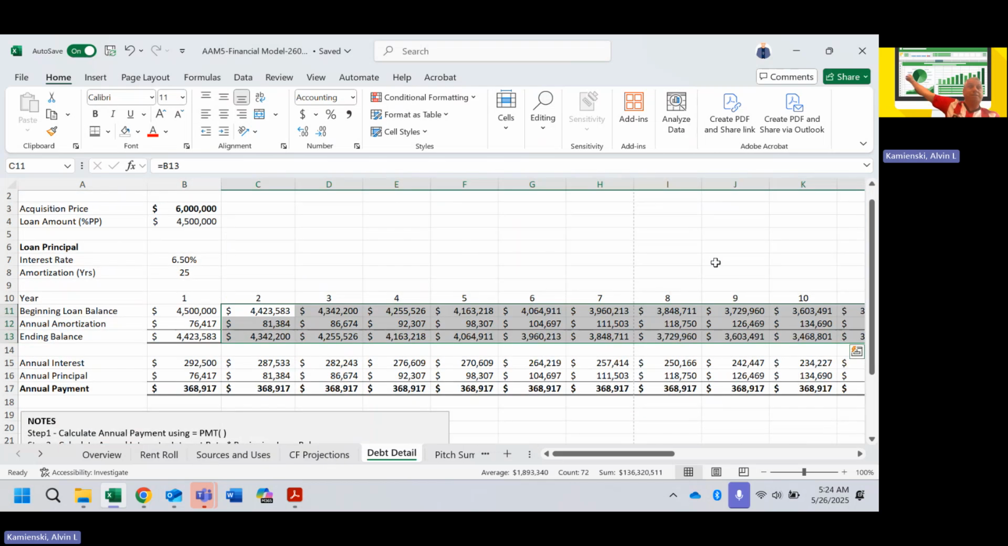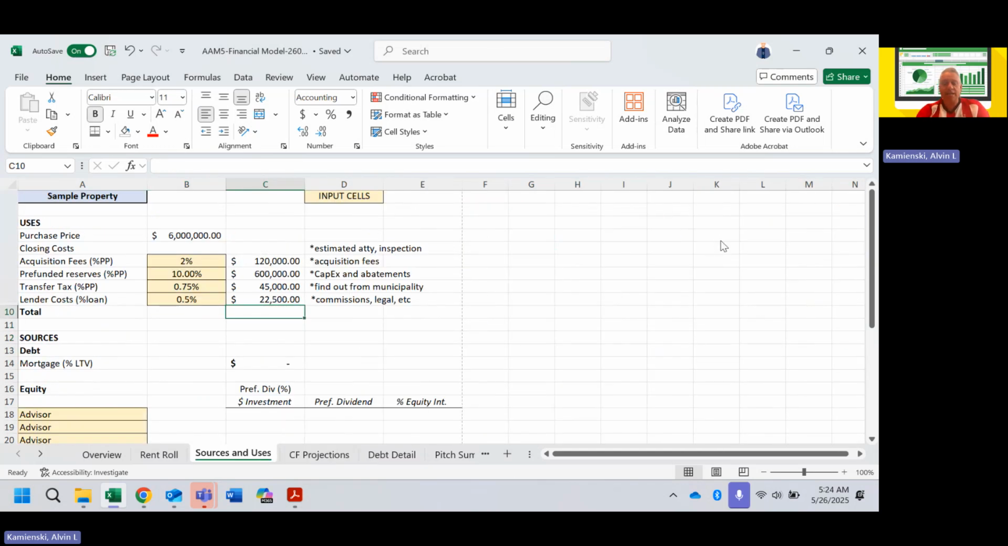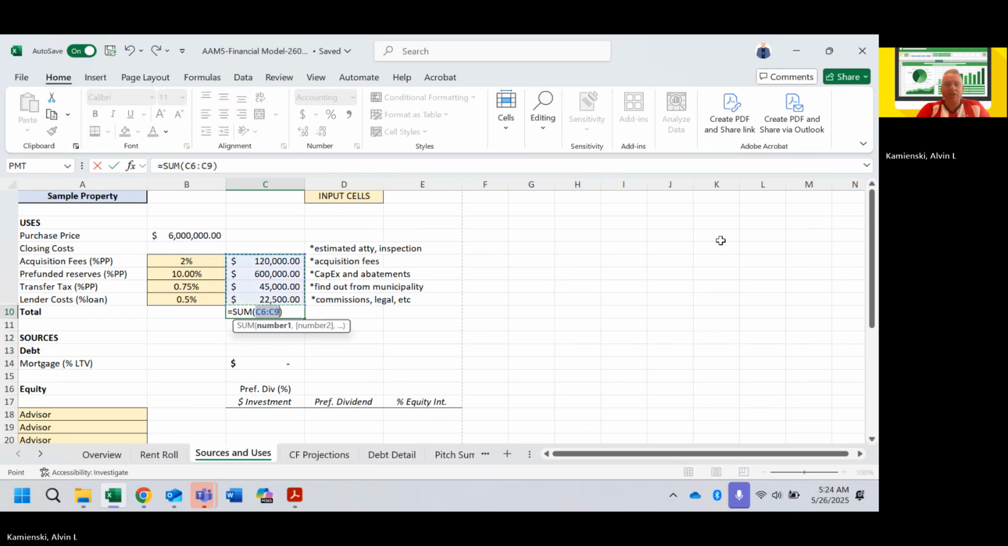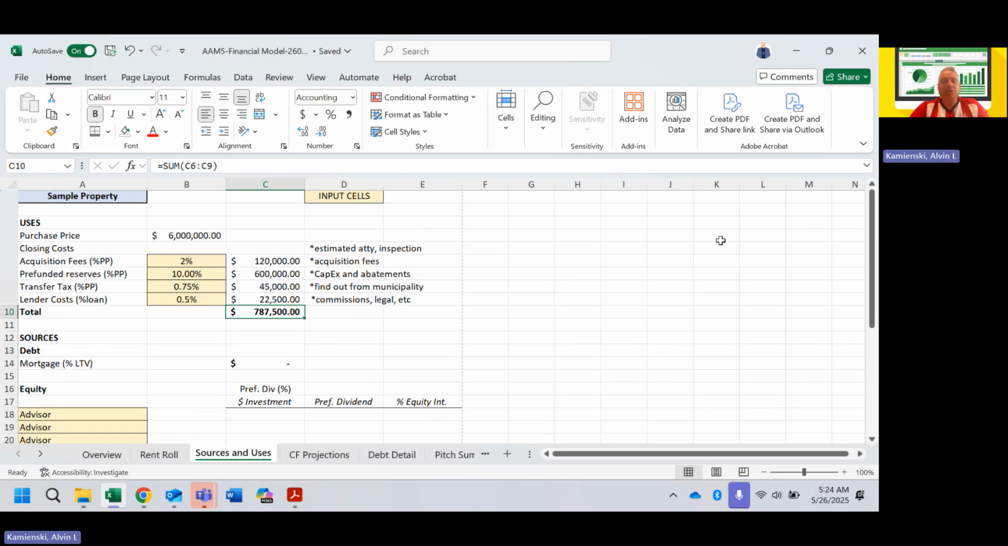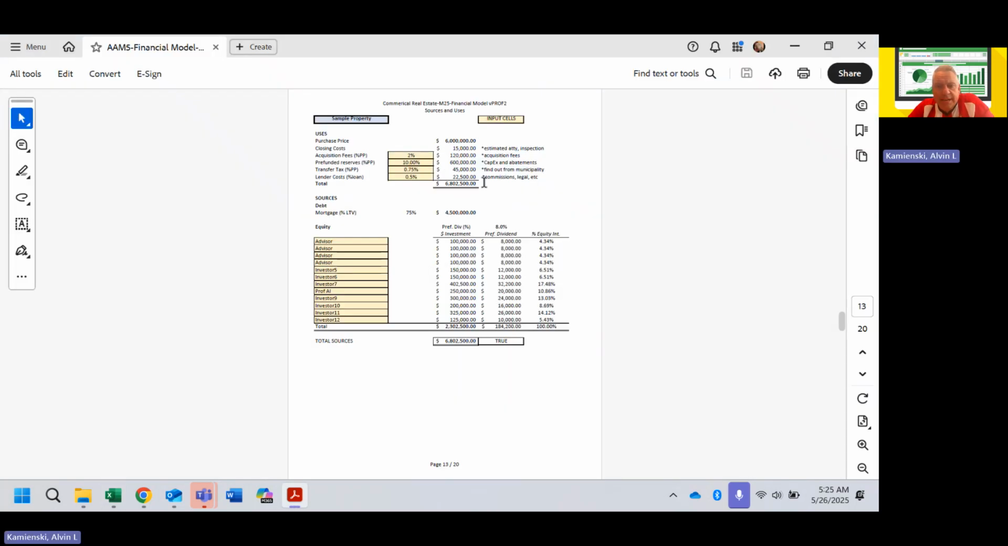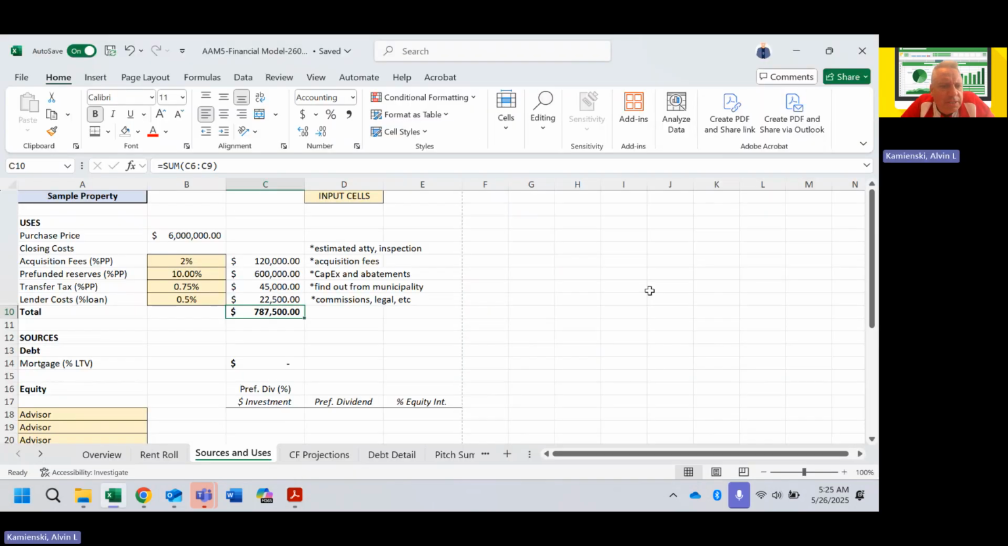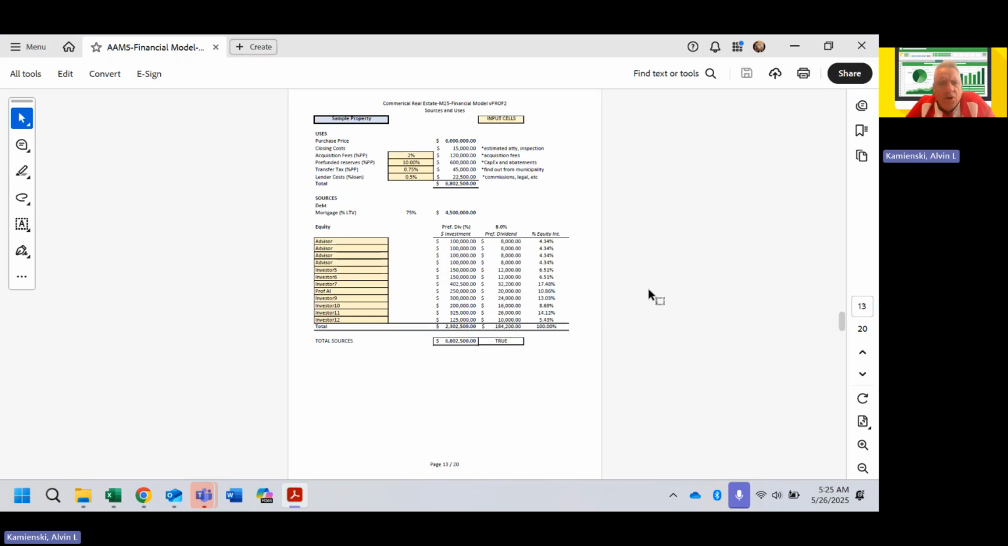The loan we just did on the debt detail page is probably also on our overview page. It's not there? Oh, maybe we should add it. Then we can add all those things up. And now you can see one of the uses is going to be an additional $787,000. Or have I missed more? 225. What did I miss? 22.5, 45, 6. Oh, closing costs.